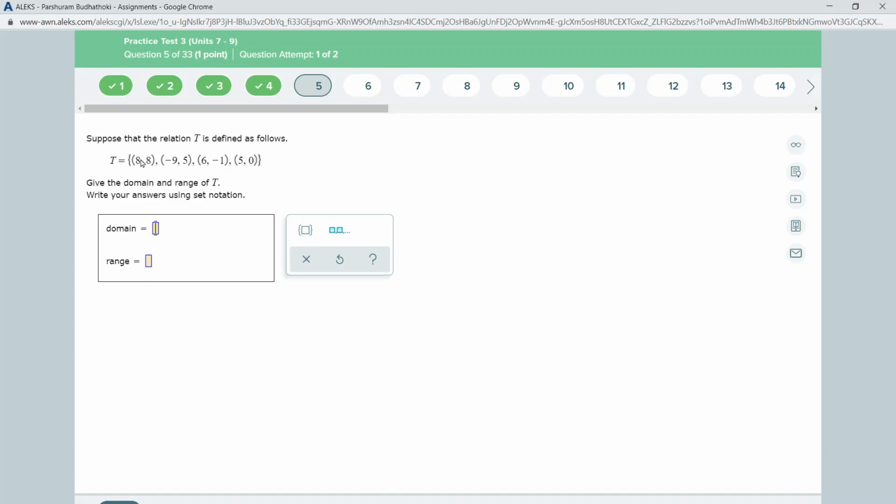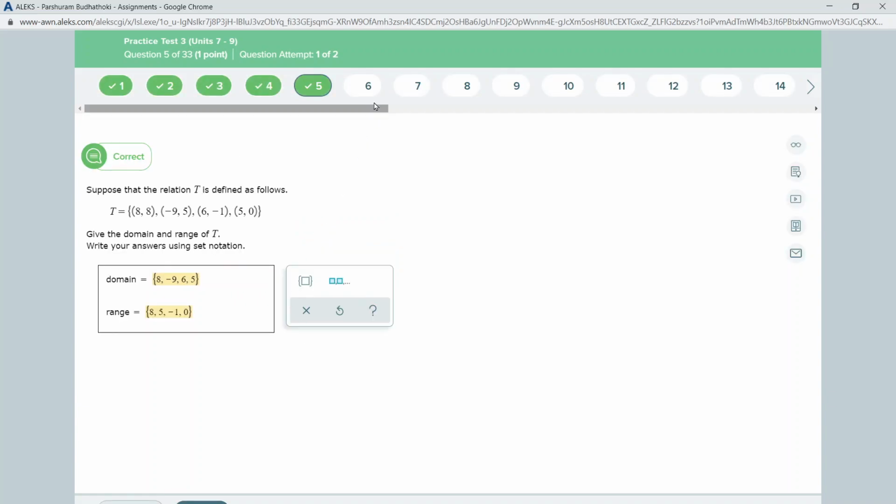So here you can see that for the x values, we need to use set notation. So let's use this one: 8, -9, 6 and 5. 8 comma -9 comma 6 comma and 5. For the range, we just have to collect the y values, which are 8 comma 5 comma -1 comma 0. So the y values are 8, 5, -1, 0.